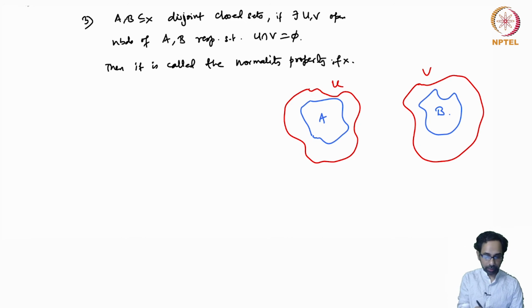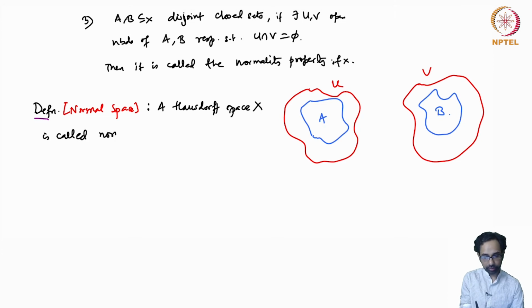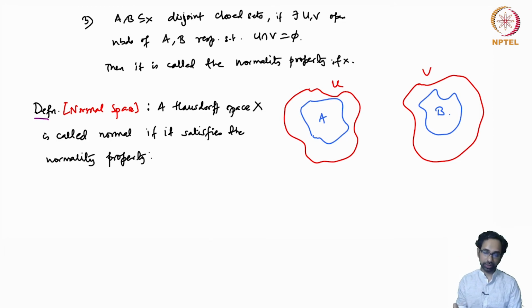So this is the normality property, and you can make a similar definition as for the regular spaces. Normal space property. So what is a normal space? So a Hausdorff space, again we are assuming Hausdorff in our definition, X is called normal if it satisfies the normality property. So this means that given any pair of disjoint closed subsets, you have these open neighborhoods U and V that are disjoint.